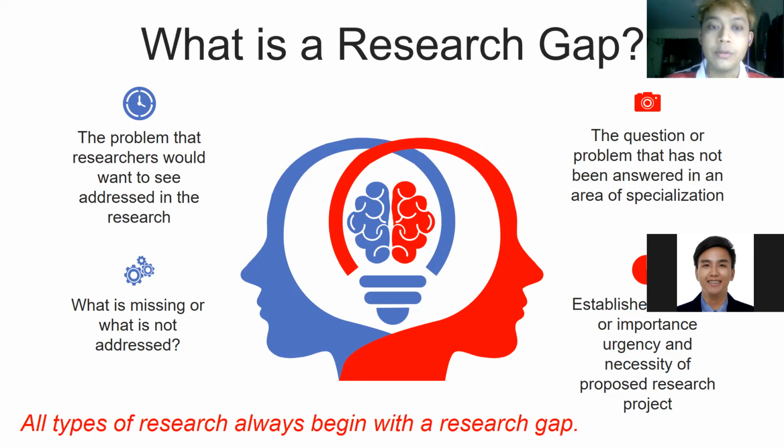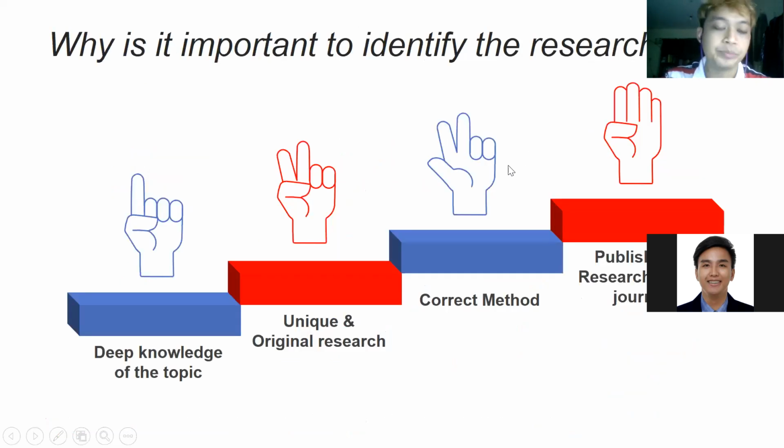So all of you, when you write your capstone, can address the research gap a little bit. For example, there are no studies or only limited information available. If your company is about food and beverage, you can still make that the research gap if it is a company study. All types of research always begin with a research gap. So why is it very important for all of you to identify the research gap?